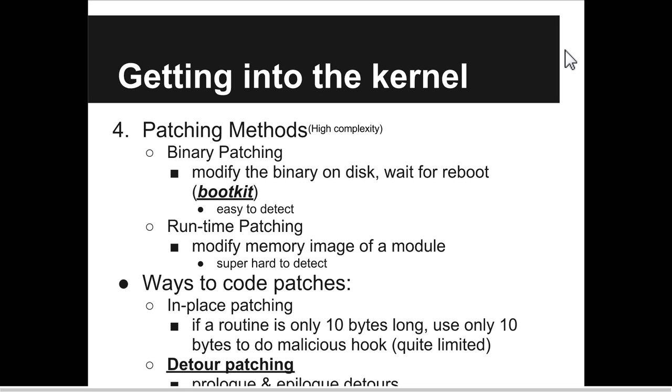So for runtime patching, you can either patch a routine in place. So if it's 20 bytes long, you only use 20 bytes to do your malicious code and perhaps also implement the original functionality, or perhaps not. This method is quite limited. The preferred method for rootkit design is detour patching, where you just simply insert one instruction into the original routine, jump to wherever your hook is. It's quite simple.